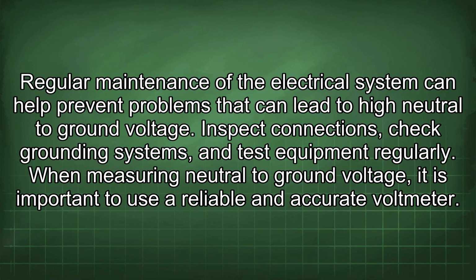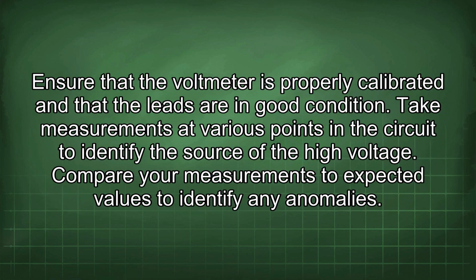When measuring neutral to ground voltage, it is important to use a reliable and accurate voltmeter. Ensure that the voltmeter is properly calibrated and that the leads are in good condition. Take measurements at various points in the circuit to identify the source of the high voltage. Compare your measurements to expected values to identify any anomalies.